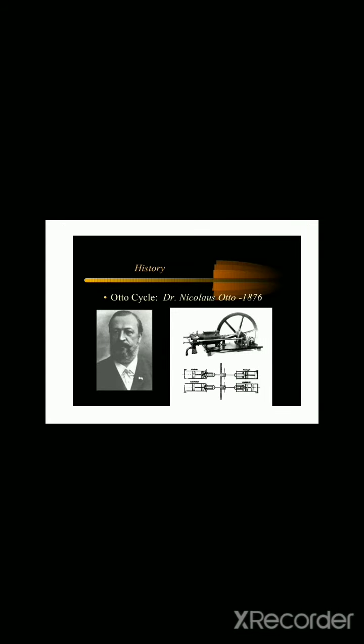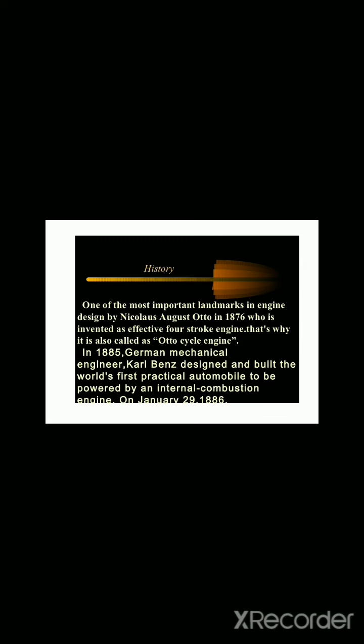The history of this four-stroke system, that is the Otto cycle, is Dr. Nicholas Otto. In honor of this person, this cycle is called the Otto cycle, which was published in 1876. The history of this four-stroke Otto cycle is one of the most important landmarks in engine design, by Nicholas August Otto in 1876, who invented an effective four-stroke engine. That's why it is called the Otto cycle engine.